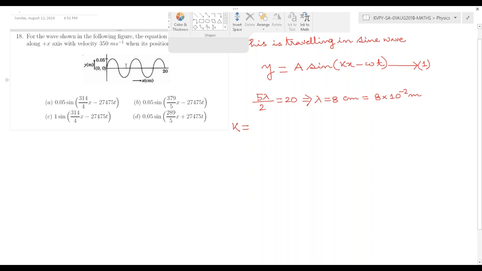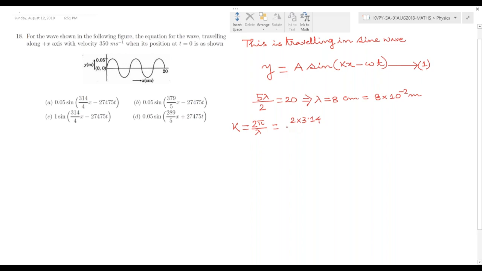So now what we get, k is equal to 2 pi by lambda. What is k? K is the number of waves per unit length, that is 2 pi by lambda. And if we apply the values, we know the value of pi is equal to 3.14 divided by lambda.